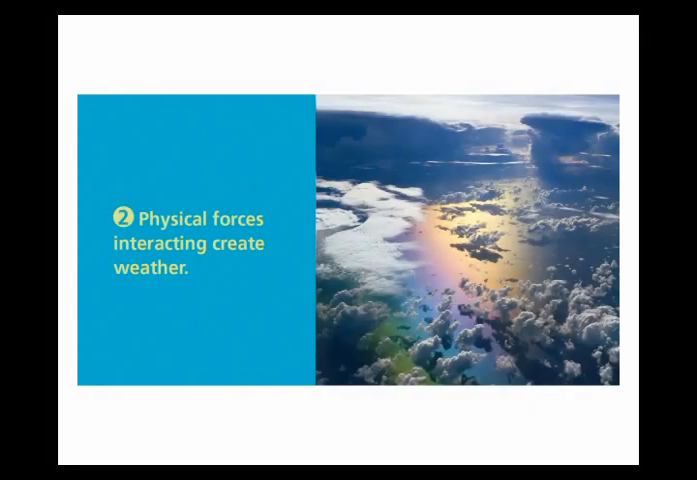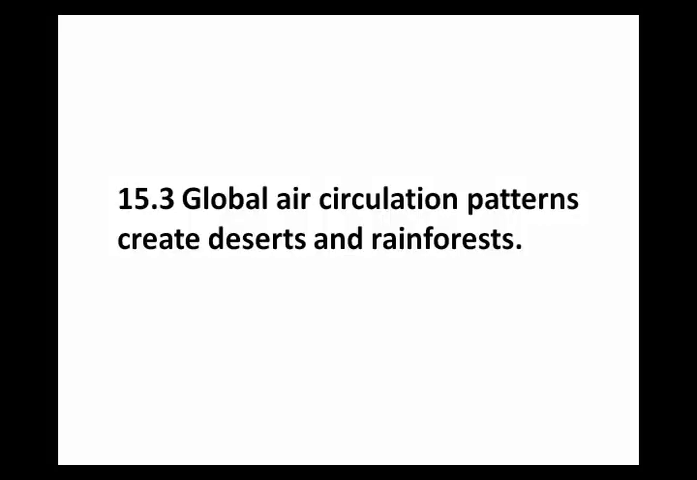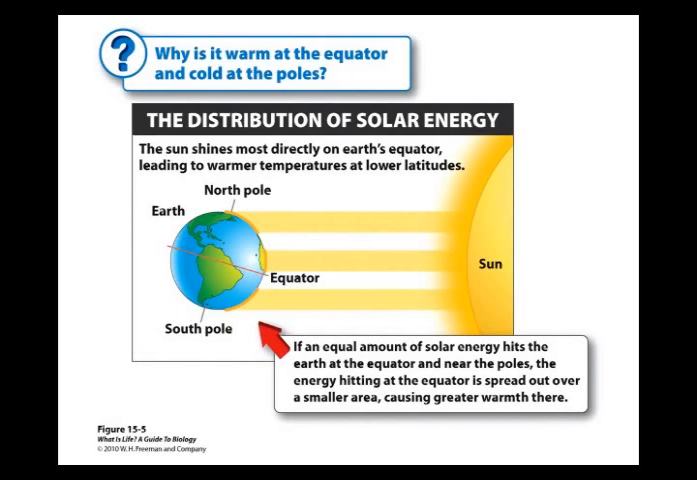So as we continue on we talked a little bit about biomes. Now we're going to get into the physical forces that affect the Earth and create things such as weather. So in looking at our Earth, we can see that the global air circulation patterns create things like deserts and rainforests, and that's because the air circulates around the Earth in very specific patterns.